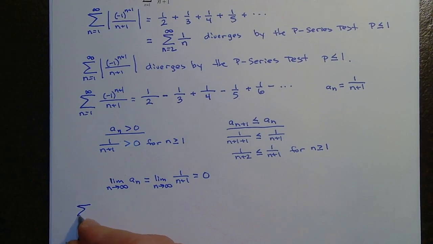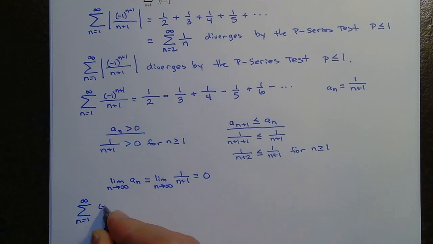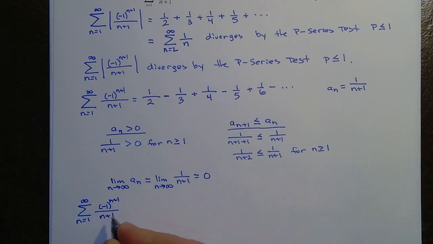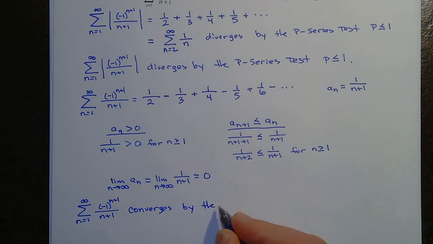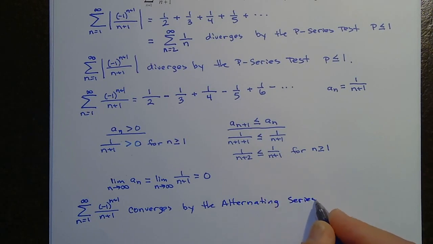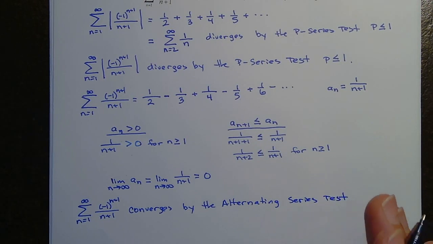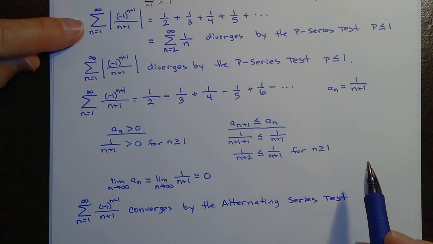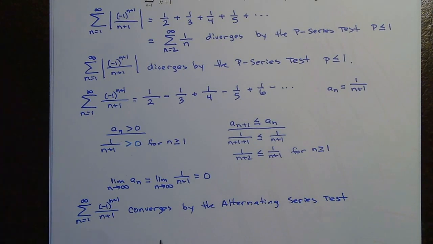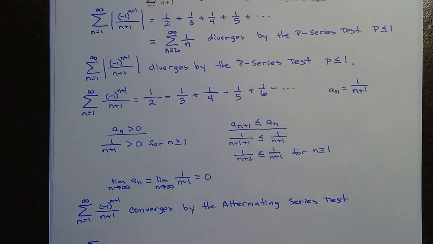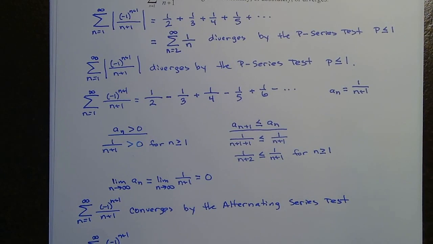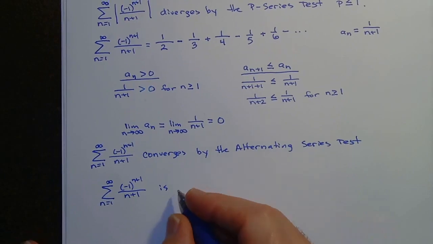So now we know that the sum from n equals 1 to infinity of (-1) to the n plus 1 over n plus 1 converges by the alternating series test. Okay, which therefore, the absolute value of it diverged, but the actual series converged, which makes this series conditionally convergent. So this series, the sum from n equals 1 to infinity of (-1) to the n plus 1 power over n plus 1, is conditionally convergent.